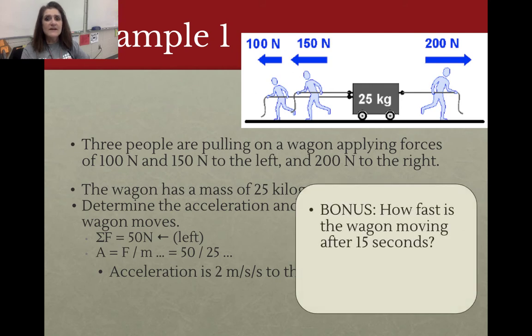Bonus, how fast is the wagon moving after 15 seconds? Well, remember, kinematic 1, V is equal to V naught plus AT. V naught was 0, acceleration was 2, and time was 15, giving our final velocity of 30 meters per second.